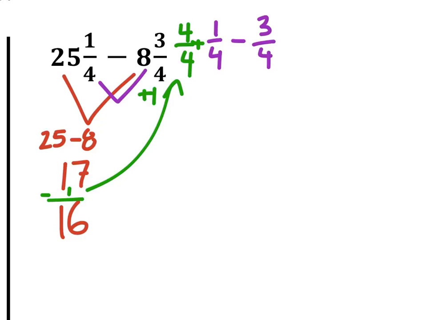So this is all in fourths, which is great. That's what we want. We want them all in fourths. And I have 4 plus 1, which is 5, minus 3, which is 2. So right now, I would say that I have 16 and 2/4.